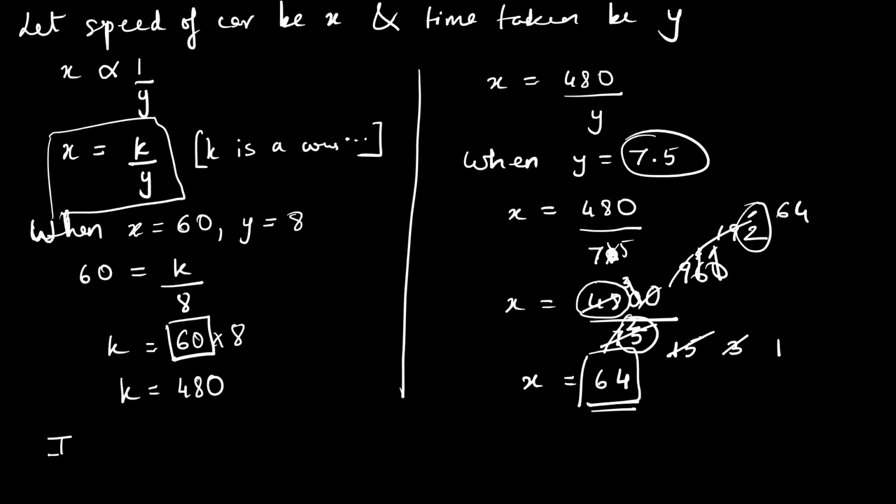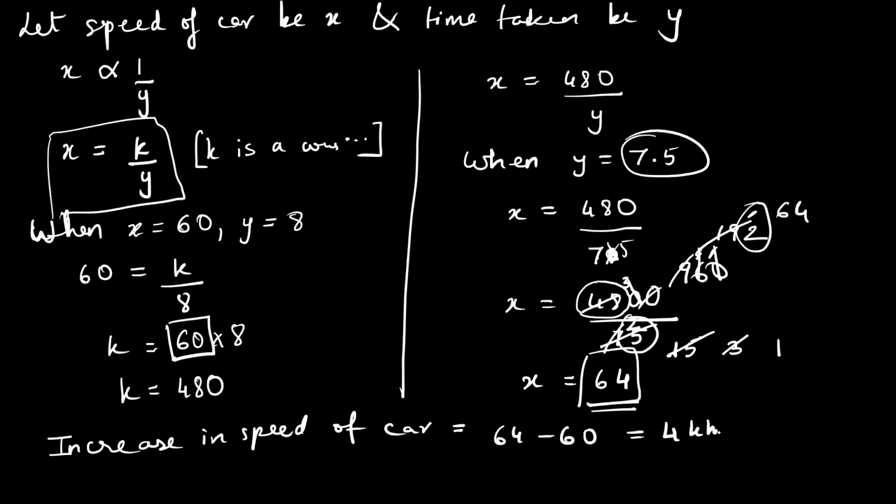So we'll write it like this. Increase in speed of the car is equal to 64 minus 60, which is 4 kilometers per hour. Understood? Read properly what is being asked. If they have not asked for the speed, if they are asking for the increase in speed, then you have to mention how much it increased.